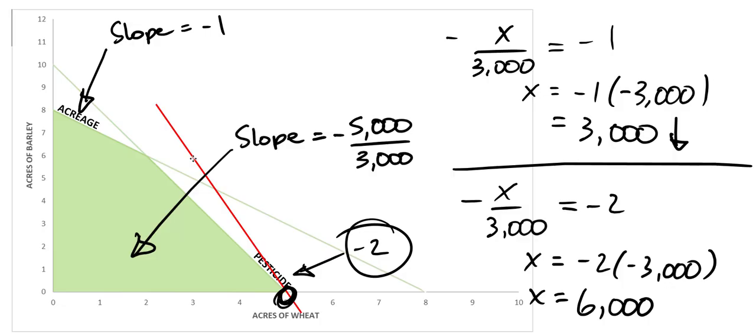I would be planting 5 acres of wheat and no barley. But until that point, my optimal solution point would remain planting 2 acres of wheat, 6 acres of barley. The optimal solution remains the same.